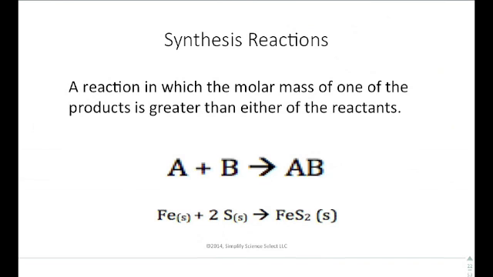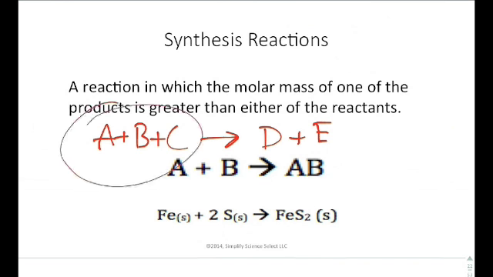Now, it doesn't mean that it has to be two things going to one. It could be A plus B plus C goes to D, and D plus even E. But the basic idea is that these things are increasing in molar mass. A lot of times you won't see it referred to as a synthesis reaction, because generally this is a type of redox reaction. There's usually some sort of change in the oxidation state of one of these elements. But we'll talk a little bit more about that later.